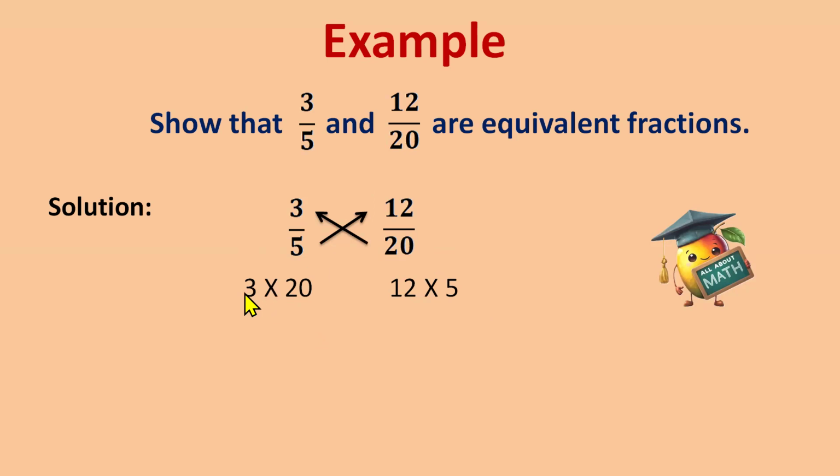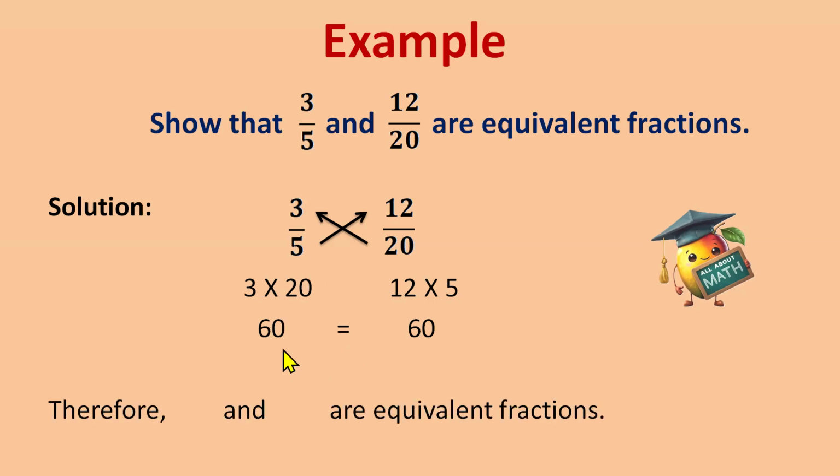Now let's multiply. 3 2s are 6 and 0, that is 60, and 12 5s are 60, so they are equal. After multiplying these, if we get the same answer, it means that both the fractions 3 by 5 and 12 by 20 are equivalent fractions. What if you multiply these two and you get different answers? Then you will write that the 2 fractions are not equivalent. And you know the not equal to sign, equal, and then put a line through it.